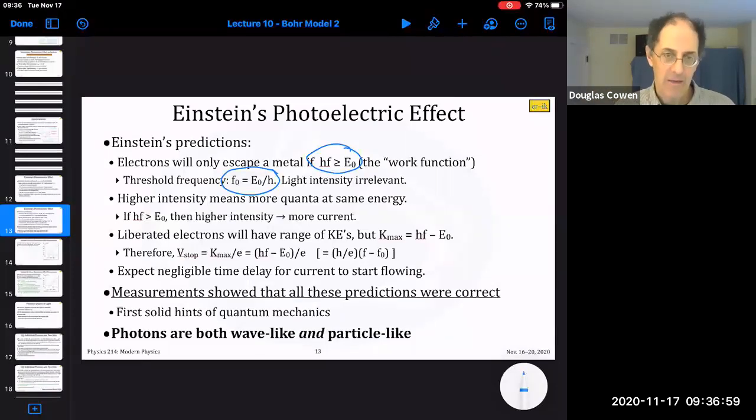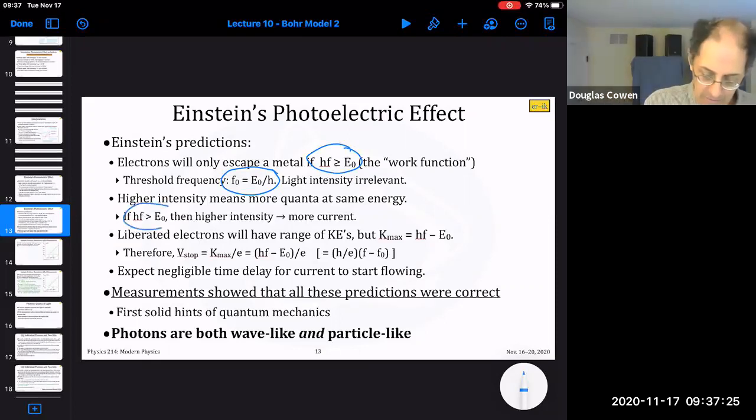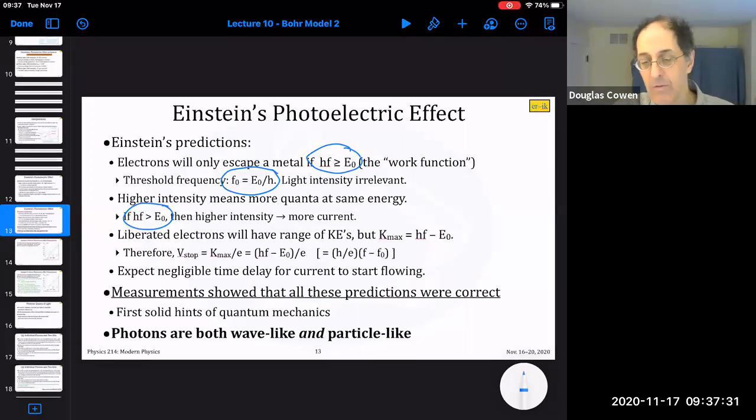Doesn't matter how intense the light is. If your frequency is less than that value, no electrons will come out. If you're at a higher intensity, well, all that means is that you're creating and shining a larger number of quanta of light at the same energy onto, in this case, the cathode. And provided that the energy of the quanta is greater than the energy of the work function, then increasing the intensity will increase the number of electrons and it'll increase the current that's measured.